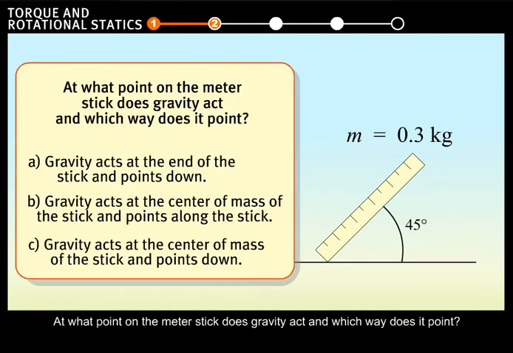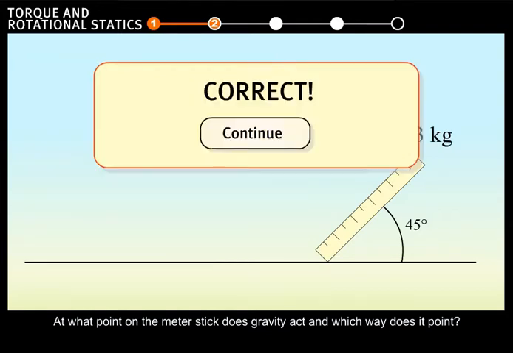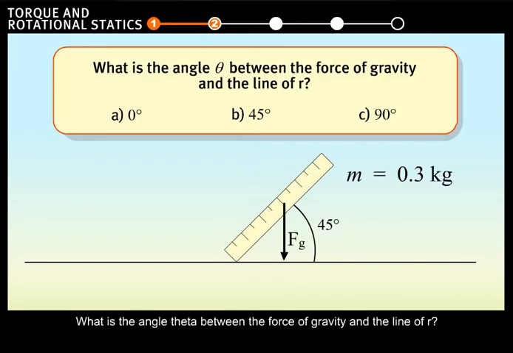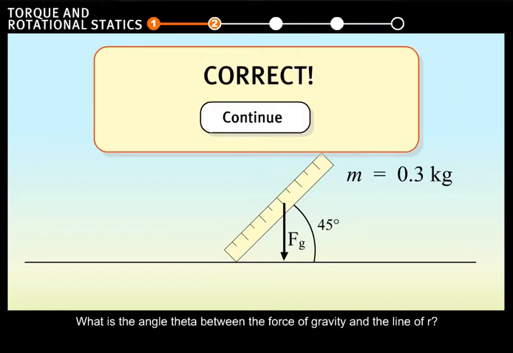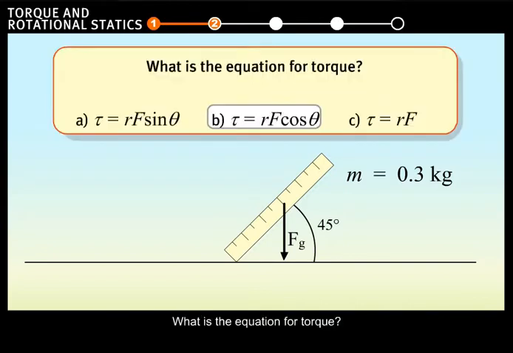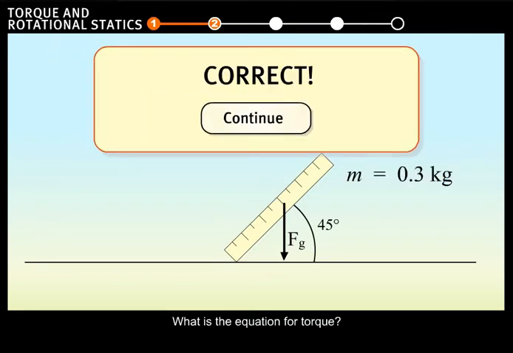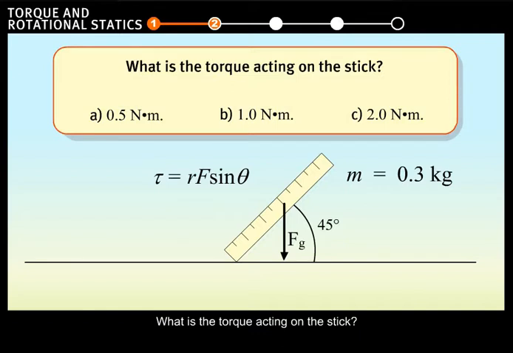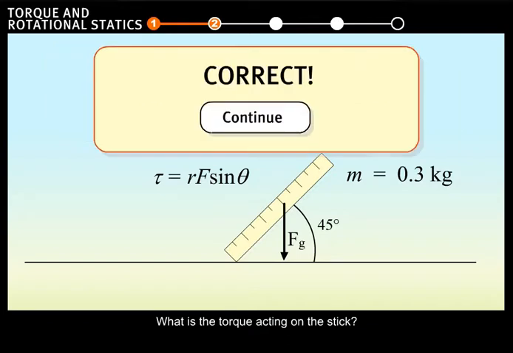At what point on the meter stick does gravity act and which way does it point? Correct. What is the angle theta between the force of gravity and the line of r? Correct. What is the distance between the rotation axis and the point where the force acts? Correct. What is the equation for torque? Try again. Correct. What is the torque acting on the stick? Correct.